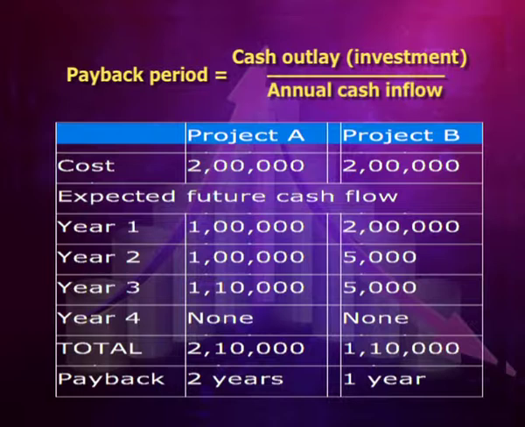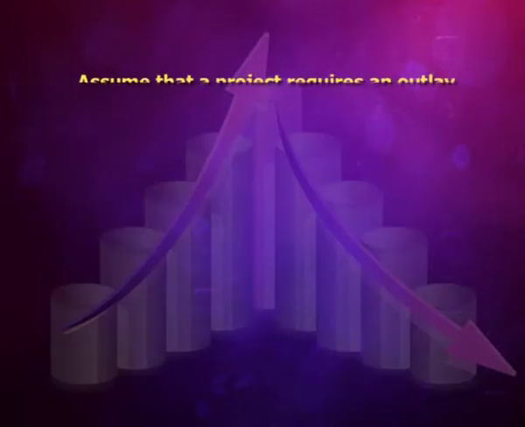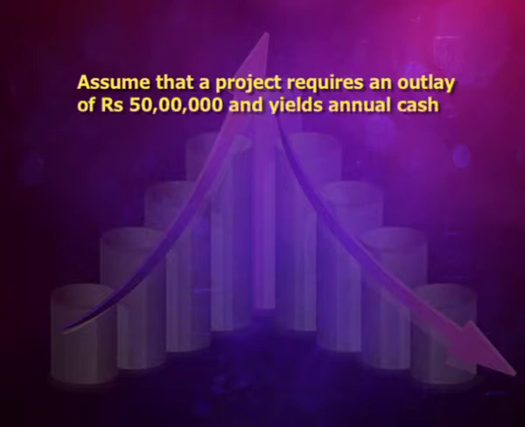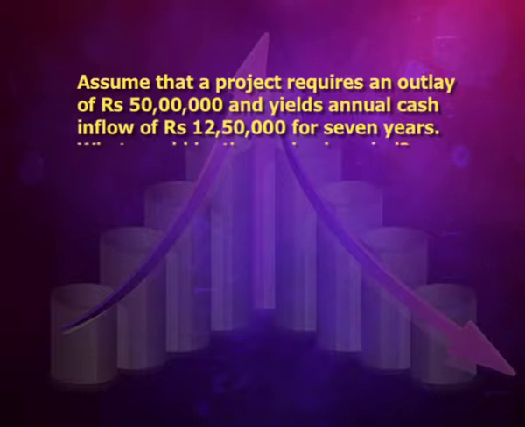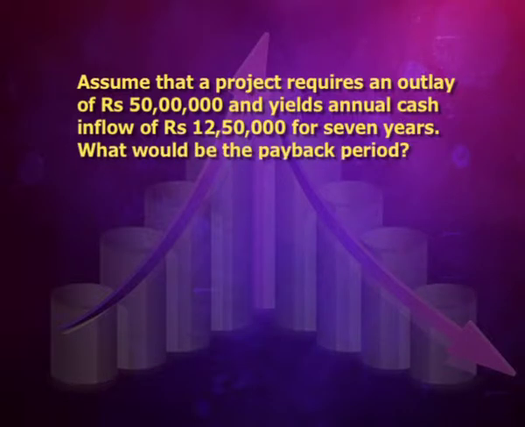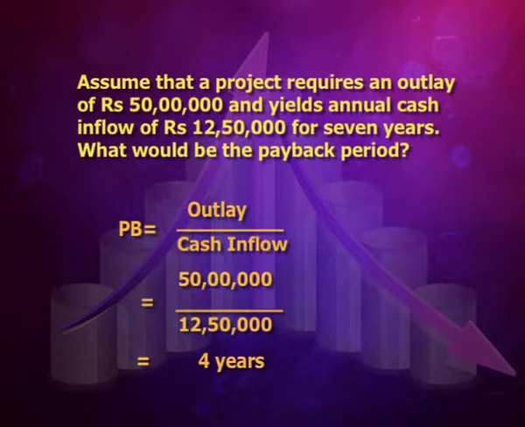From the details, you can see that payback period of project B is shorter than A. Let's take one more example. Assume that a project requires an outlay of rupees 50 lakhs and yields annual cash inflow of rupees 12,50,000 for 7 years. What would be the payback period? Using the formula PB is equal to outlay upon cash inflow, we get the answer to be 4 years.